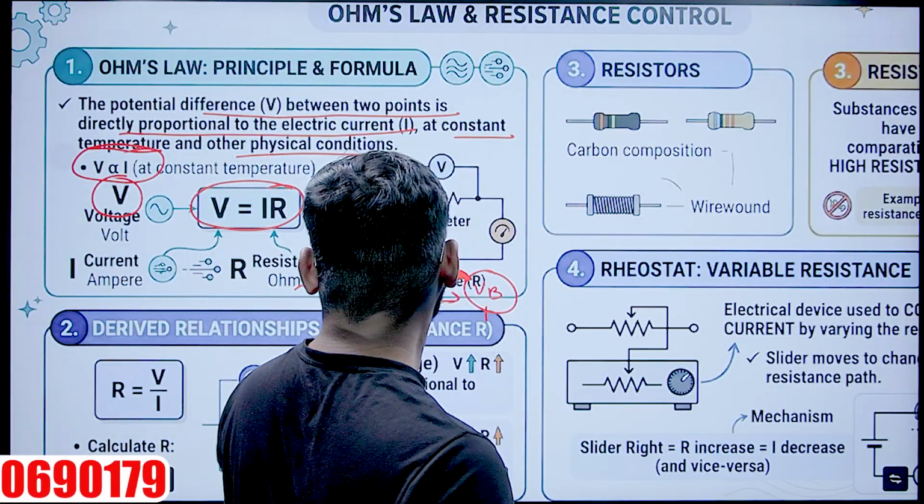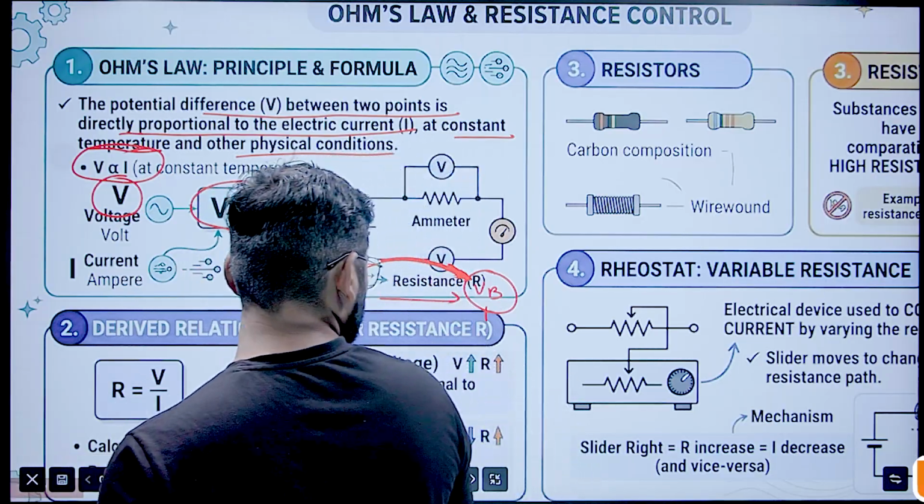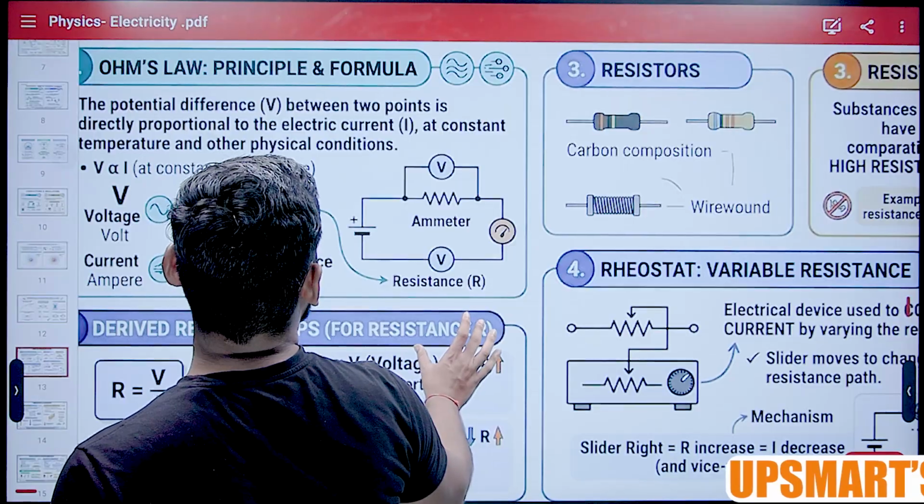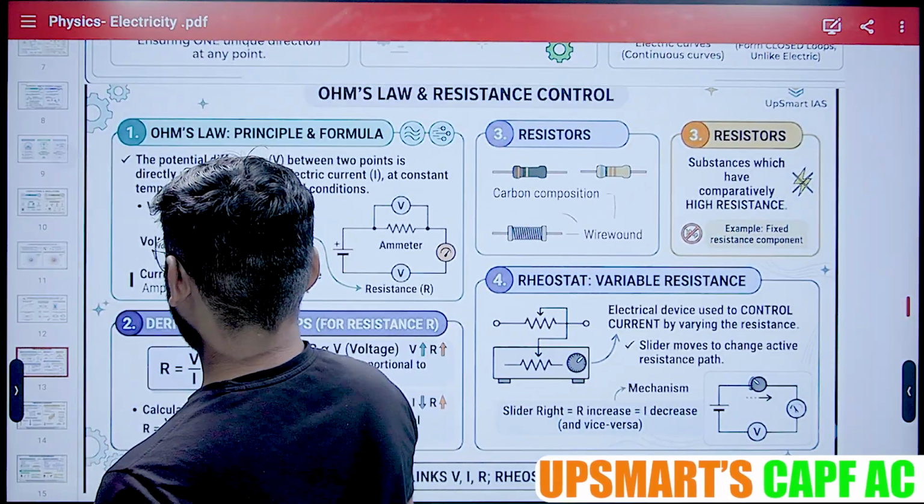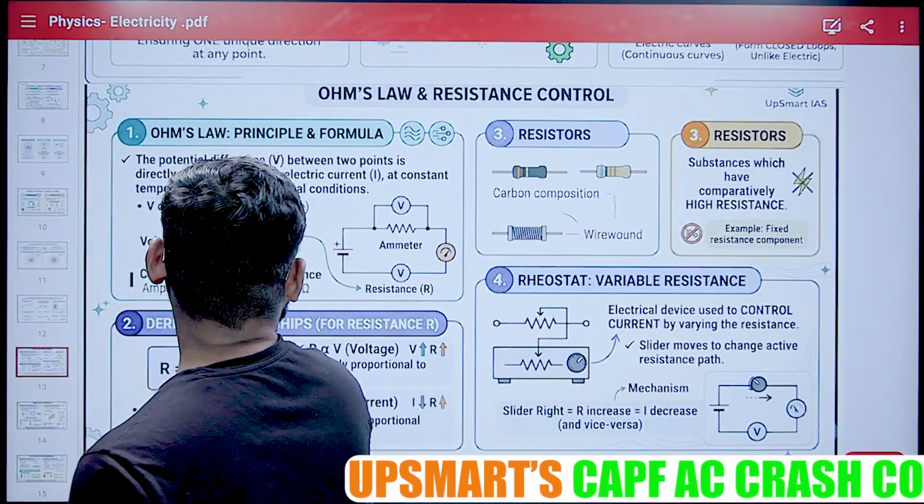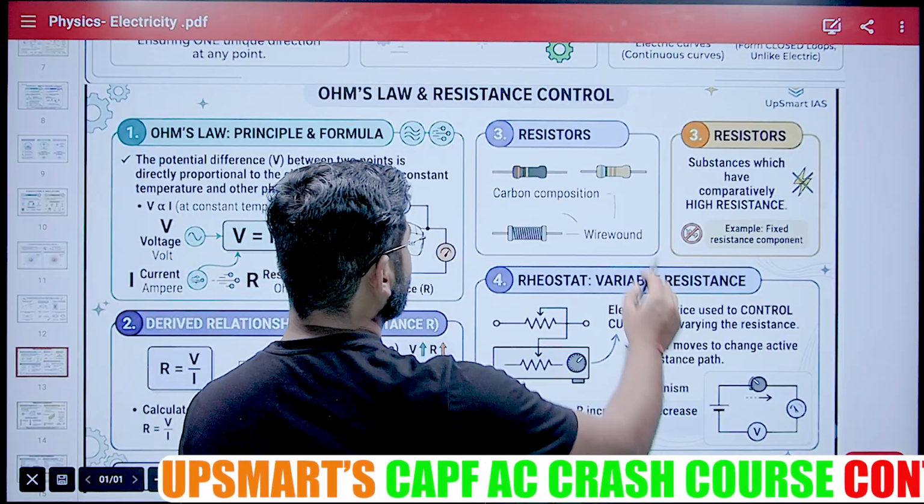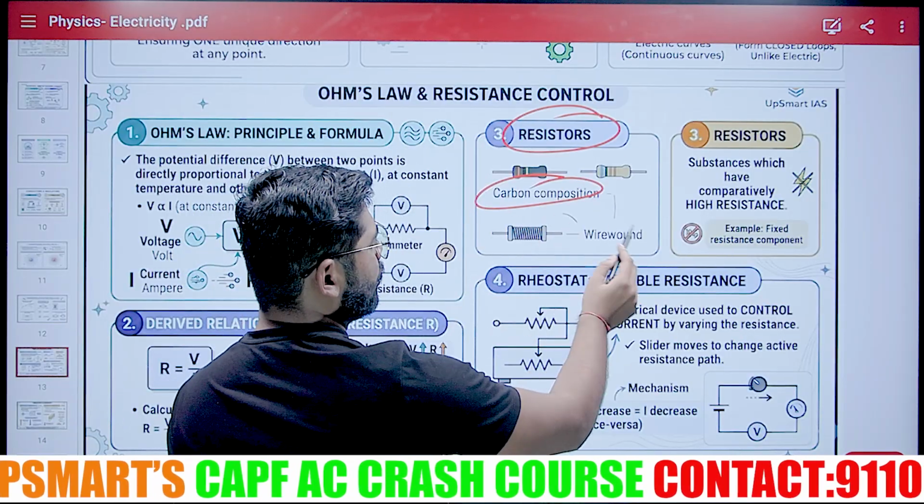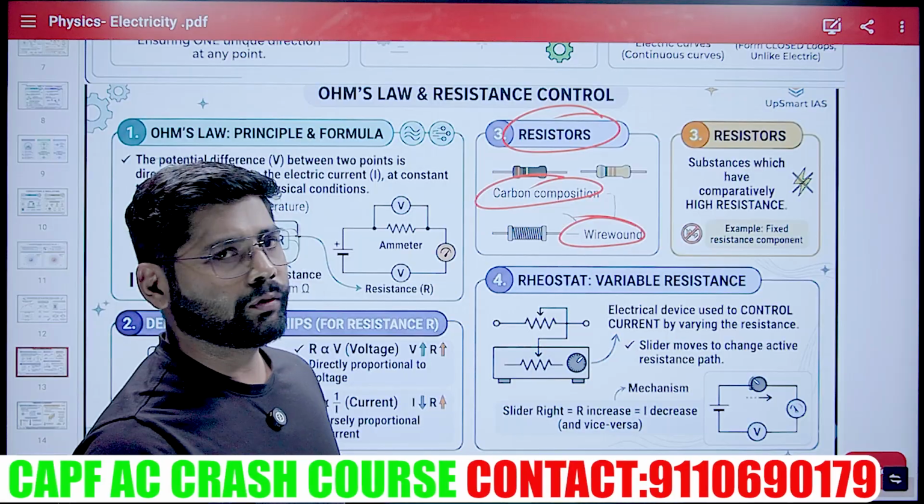Now, when it comes to Ohm's law, second are the resistors that we have seen. They can be carbon resistors or wire wound.